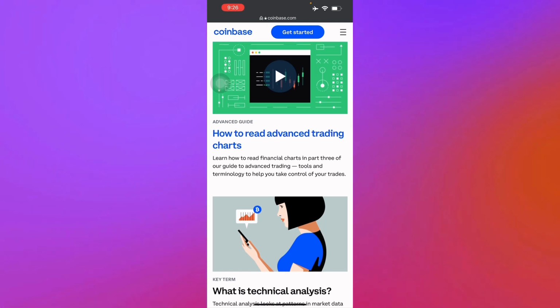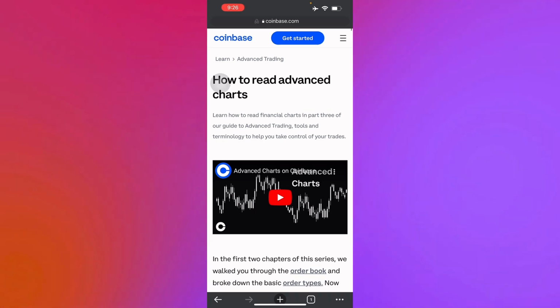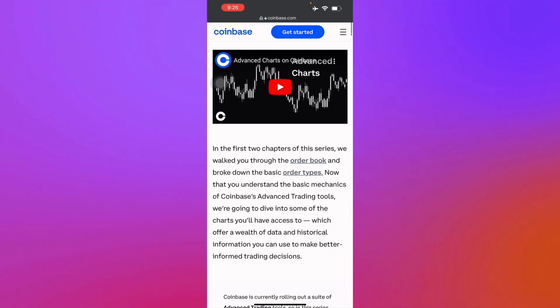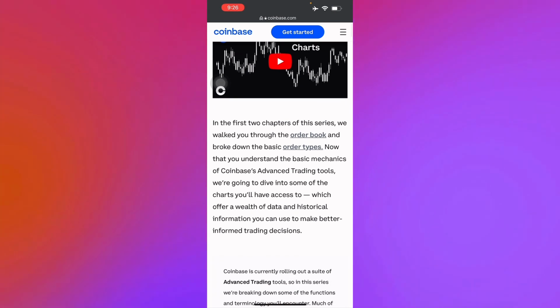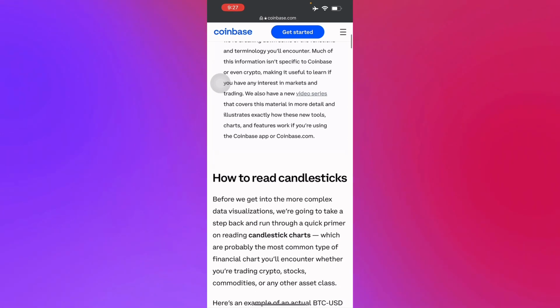So here's another advanced guide on how to read advanced charts. To read financial charts, in this part 3 of their guide on advanced trading tools, the first 2 chapters of the series they walk through are the order book and the order types. Now you have to understand the basic mechanics of Coinbase advanced trading tools charts, which offer a wealth of data and historical information you can use to make a better informed trading decision.